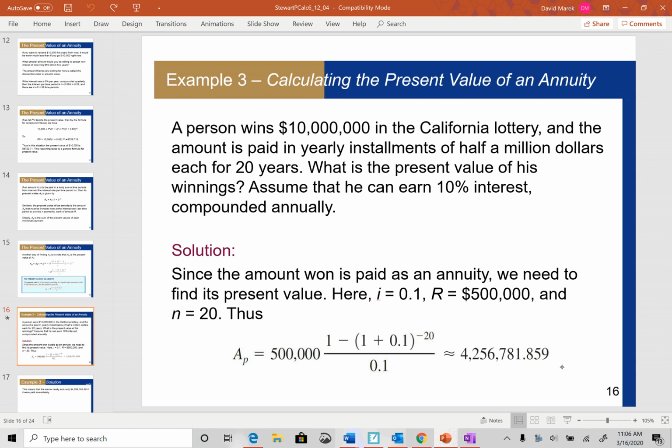You could wait, and eventually they'll pay you your $10 million, $500,000 a year for the next 20 years. Or you could agree to accept a single cash payment right now of $4,256,781.86.